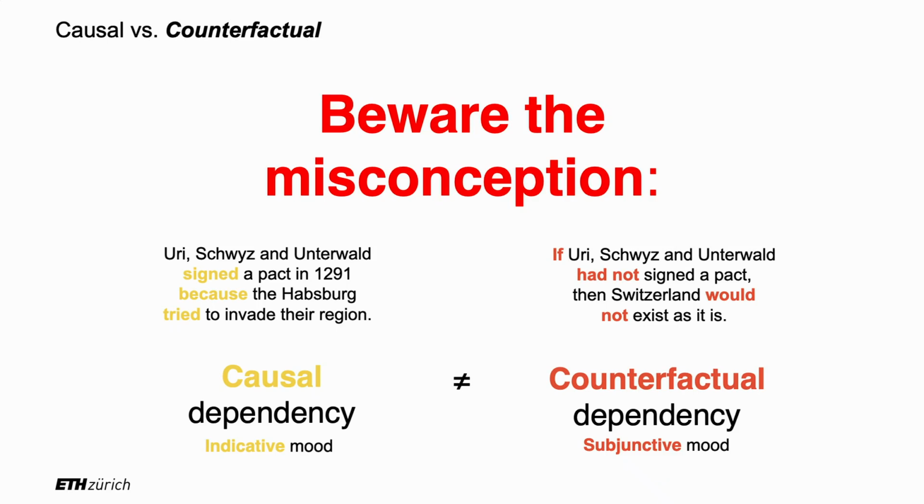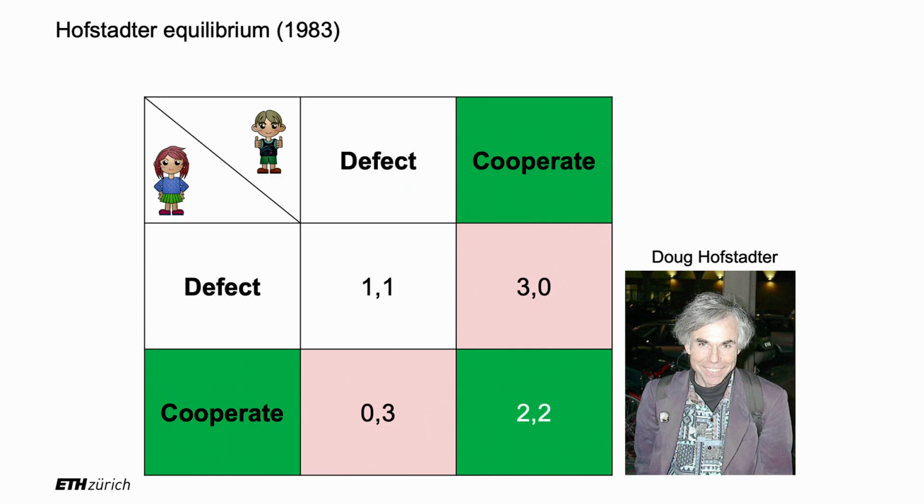And I'm giving you an example to make the difference between causal and counterfactual, in the sense that here is the indicative mood. Uri, Schwyz and Unterwalden signed a pact in 1291 because the Habsburgs tried to invade their region. That's the indicative mood. In the counterfactual subjunctive mood, we say if Uri, Schwyz and Unterwalden had not signed the pact, then Switzerland would not exist as it is today. It's counterfactual because I'm considering some hypothetical parallel worlds in my imagination that could have happened. And this can really be recognized with the subjunctive mood. And this is what I said when I said we both cooperate, because if I had not cooperated, the opponent would also not have cooperated. This is why the diagonal.